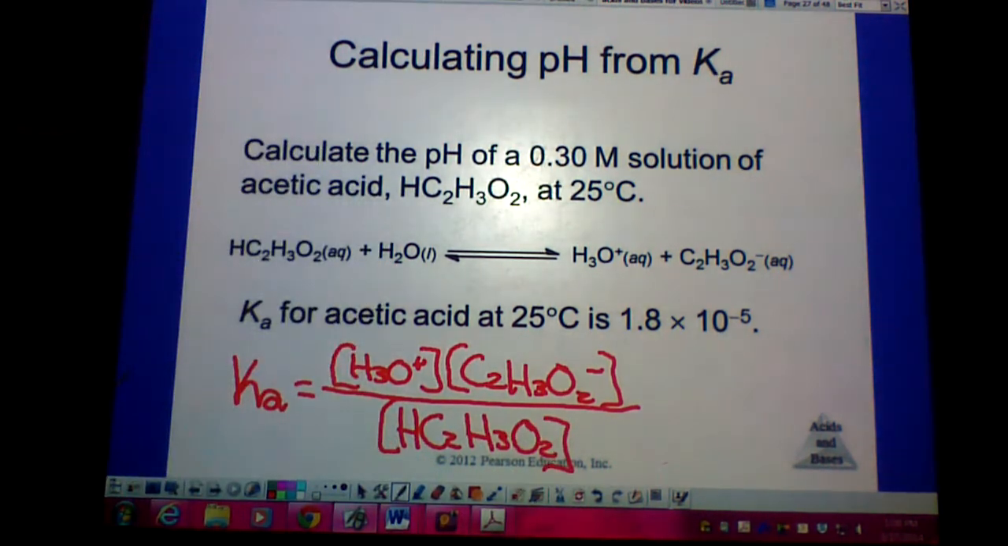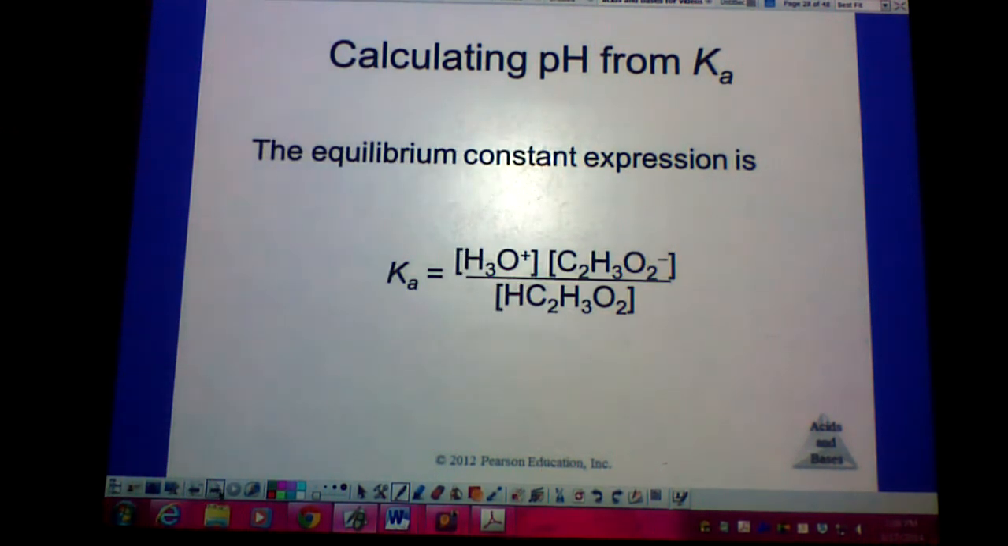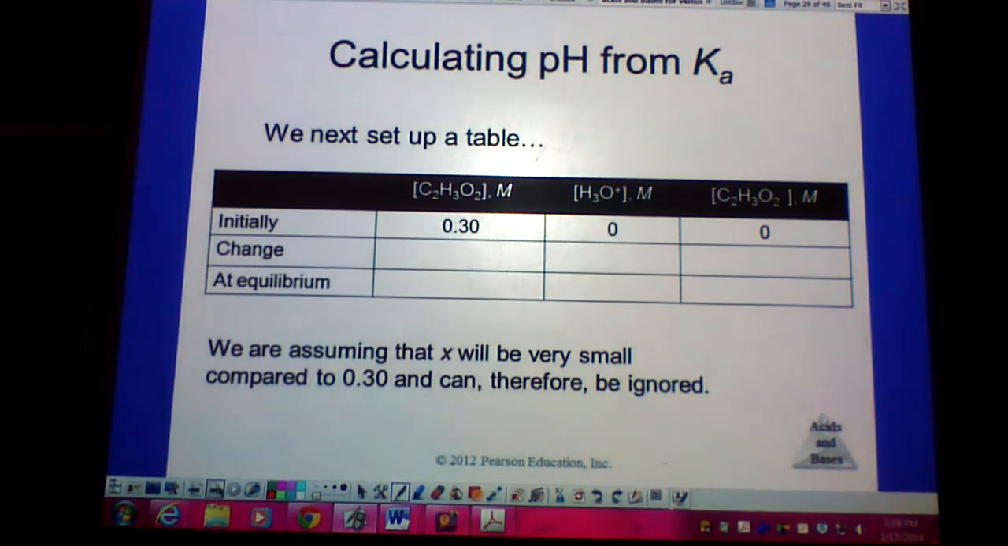First things first, I want a reaction. Since they already gave it to you, let's do an equilibrium expression. They also gave us Ka, and our goal is to find pH. The equilibrium expression is here, and it matched up with what we had. The next step, let's draw an ICE box.